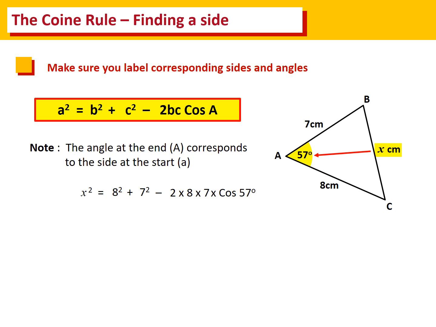We then just tap the right hand side into our calculators. Note that that is x squared, so we need to square root both sides, and then we'll round off, in this case, to 2 decimal places.